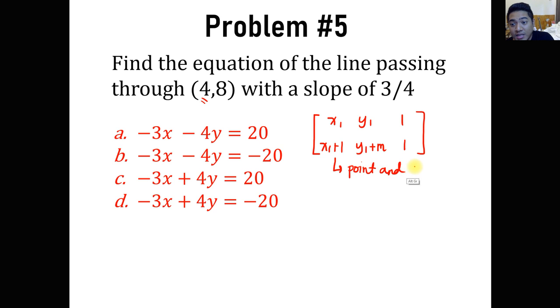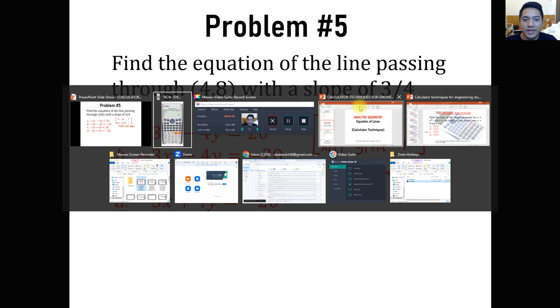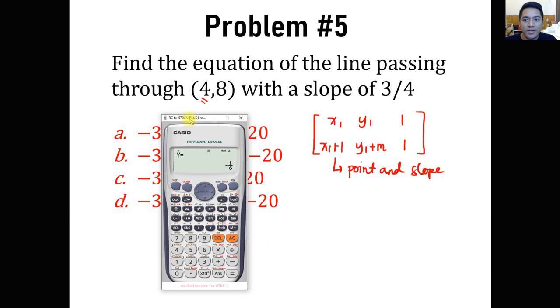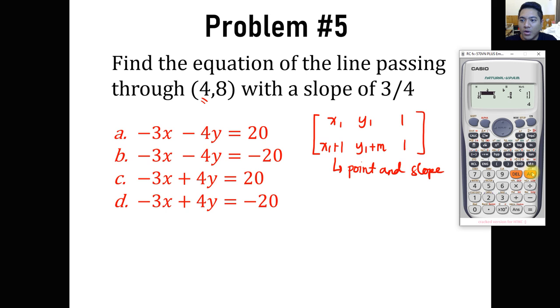So this can be easily solved by a point-slope formula in the equation of a line. But just in case you forgot it, you can still solve it using your calculator. So this is only applicable if you have a point and slope. So let us try. Mode 5 again, so our x sub 1 is 4, our y is 8, our c is 1, or the constant number is 1.